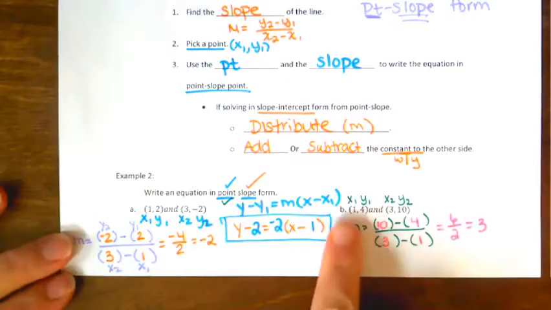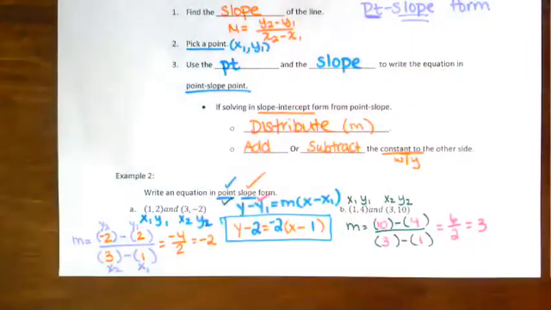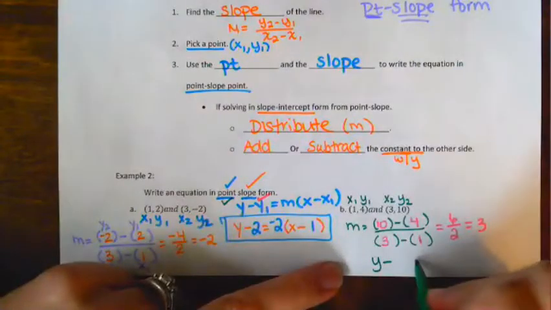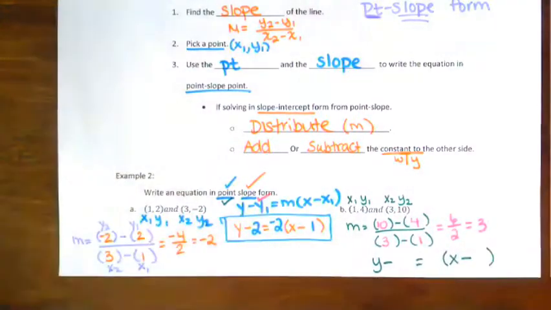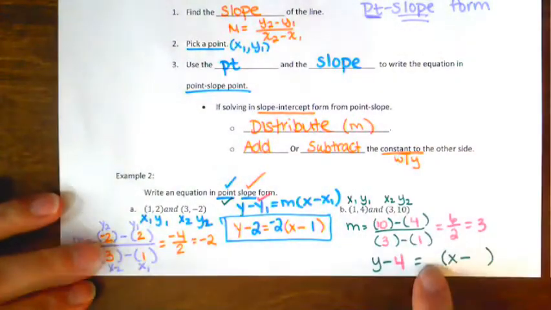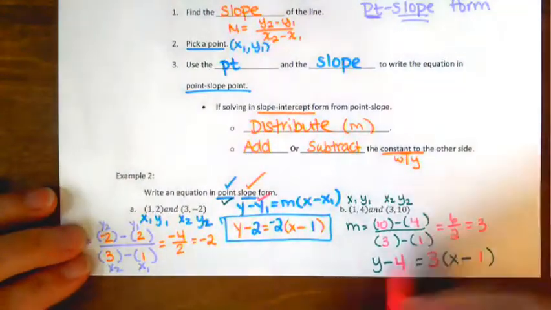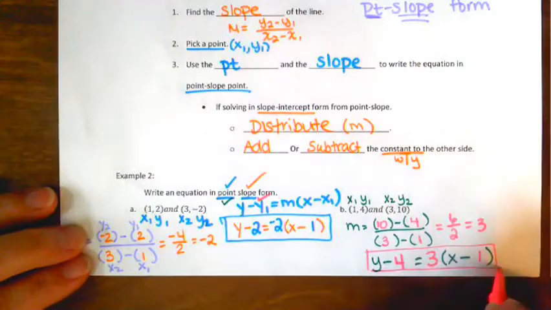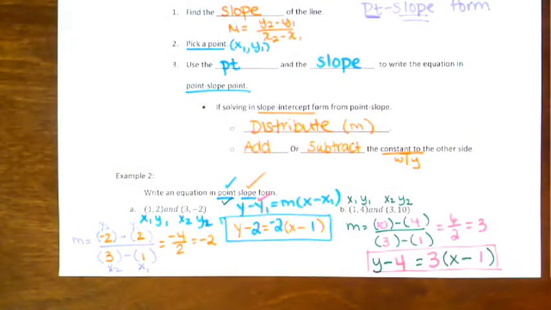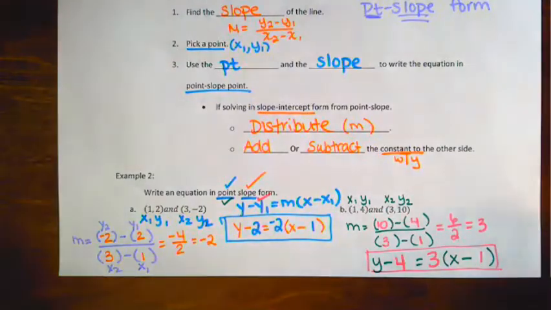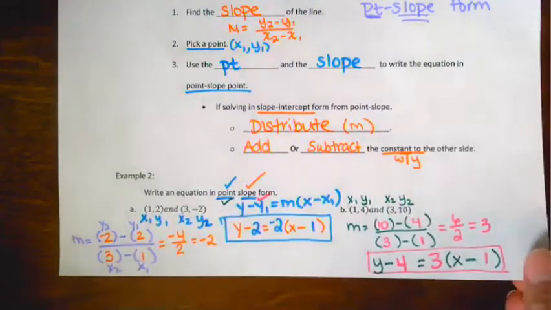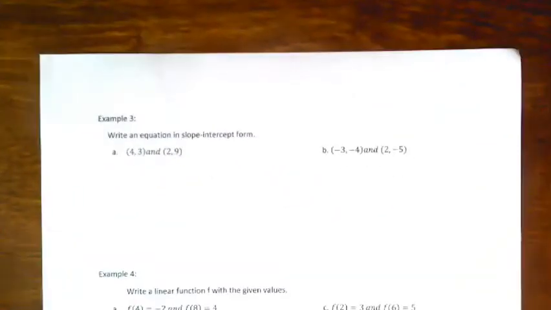So now I have my point, I have my slope. Can we write it in point slope form now? Yes. So y minus equals m times x minus. All right, what is my y1? 4. What's my m? 3. And what's my x1? 1. And there you go. There's your equation in point slope form. And you're done. Okay. Any questions with that so far? No? Okay. All right.